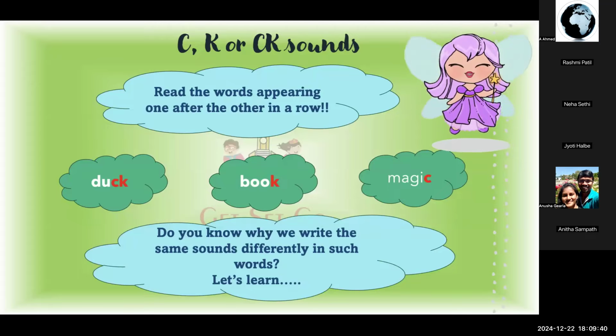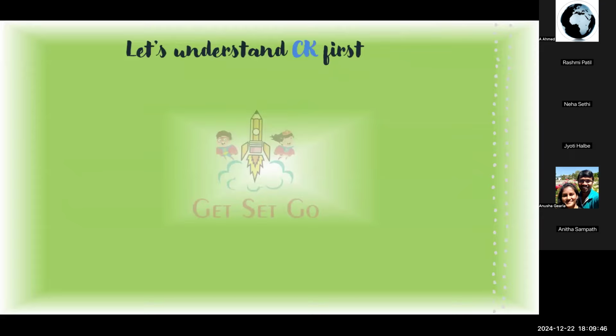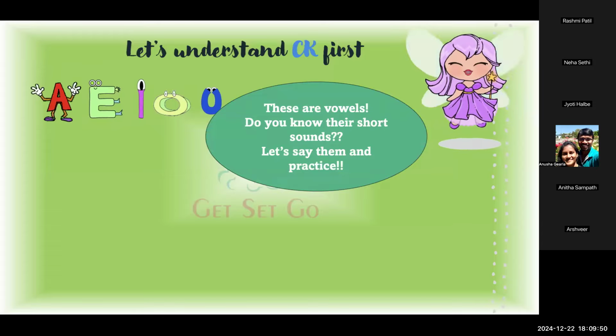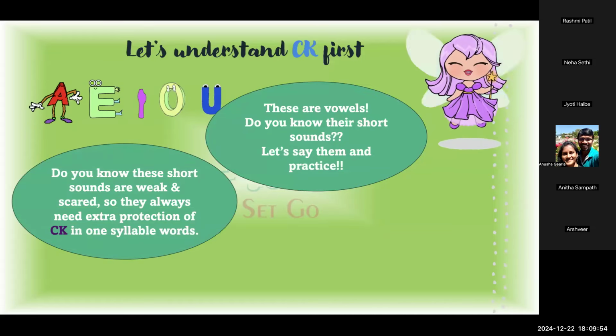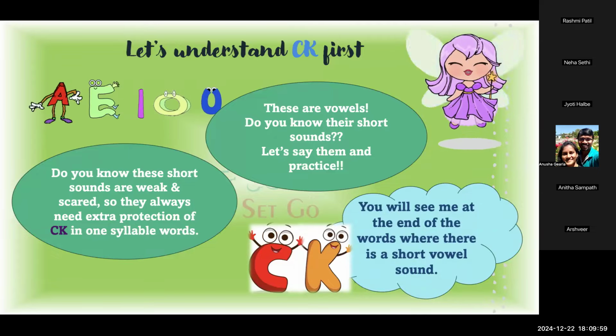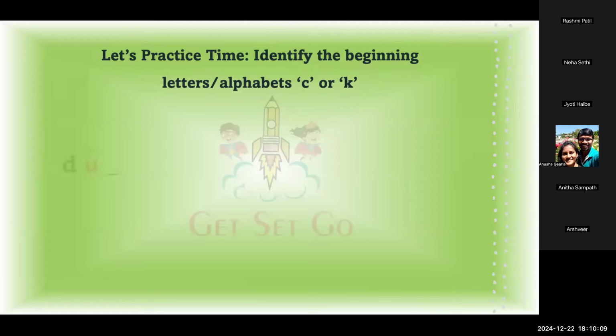Let's learn. This is called brainstorming before you start the lesson, and not just straight away starting to teach. Let's understand CK first. So these are vowels. Do you know their short sounds? Let's say them in practice. So a little bit of practice of short sounds is added. Do you know these short sounds are weak and scared? So they always need the extra protection of CK in one syllable words. So CK comes if it is a short vowel sound. So there you can make it clear to the children.